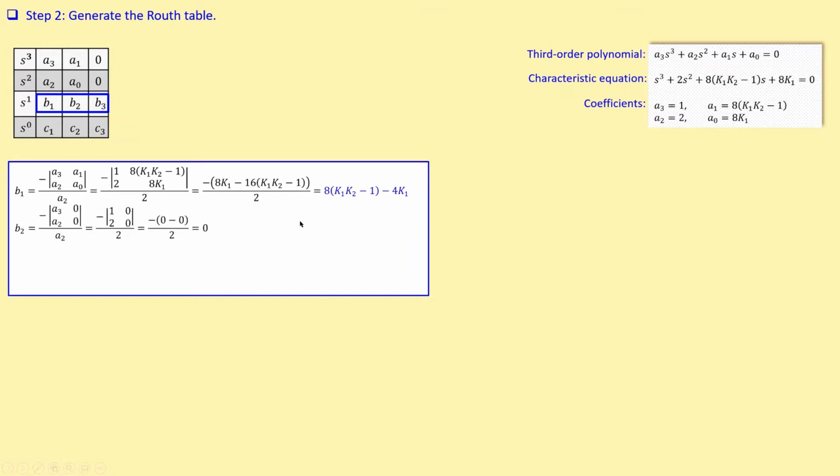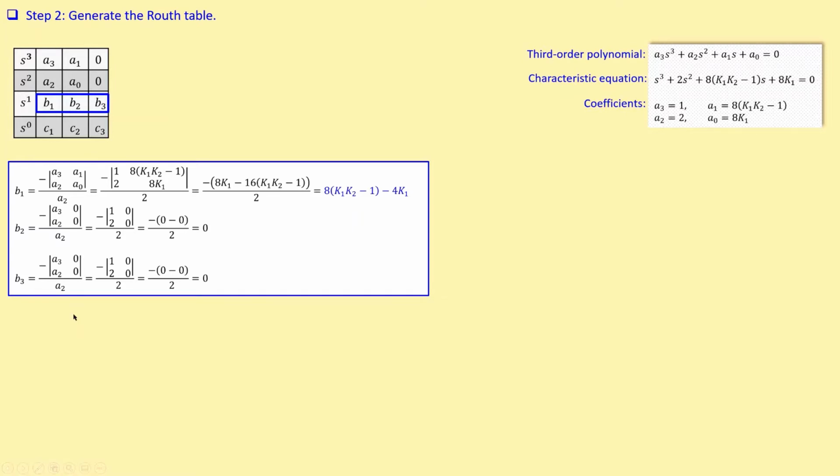Now B2 is again a similar form, but you will use these two and these two. So you actually shift one column to the right, and you will get a 0, and B3 is also 0. That's most of the time the case: you get a value for B1, but B2 and B3 will always be 0 in a third order system.